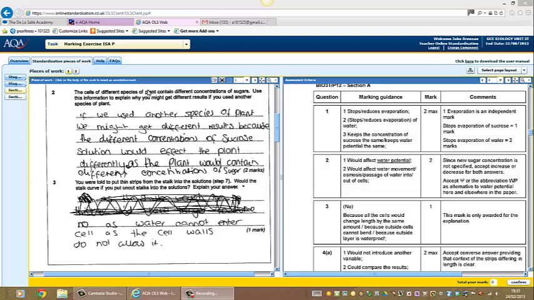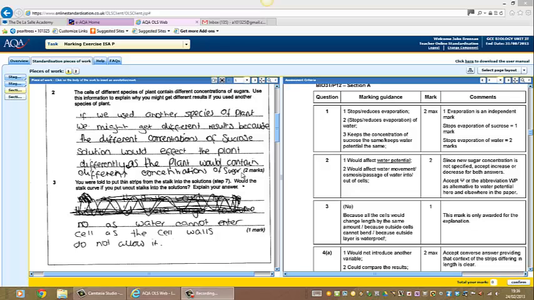The cells of different species of plant contain different concentrations of sugars. Now remember that bit because they've actually given you that information. Use this information to explain why you may get different results if you used another species of plant. And then what he does is completely restates what has just been told to him, and you get no marks at all for that. If we used another species of plant, we might get different results because the different concentrations of sucrose solution would affect the plant differently, as the plant would contain different concentrations of sugar. There's no explanation there at all.